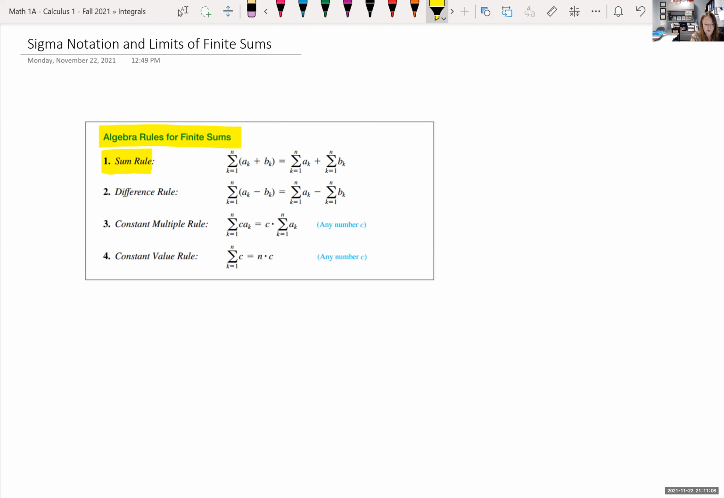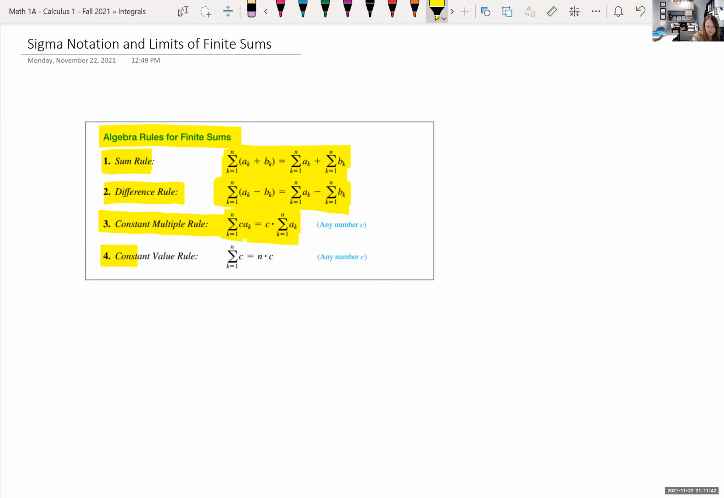So there's a sum rule and a difference rule. Basically, if you have more than one term in your function, then we can sum all the first term together plus the sum of all the second terms together from i equals 1 to n, or k equals 1 to n. Same thing with the difference. If we have some constant in front, we can pull that constant outside of the summation, and then we could sum all the terms and then multiply it by the constant.